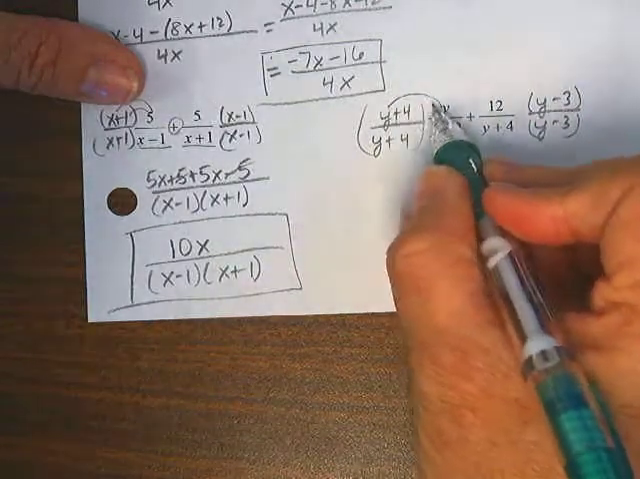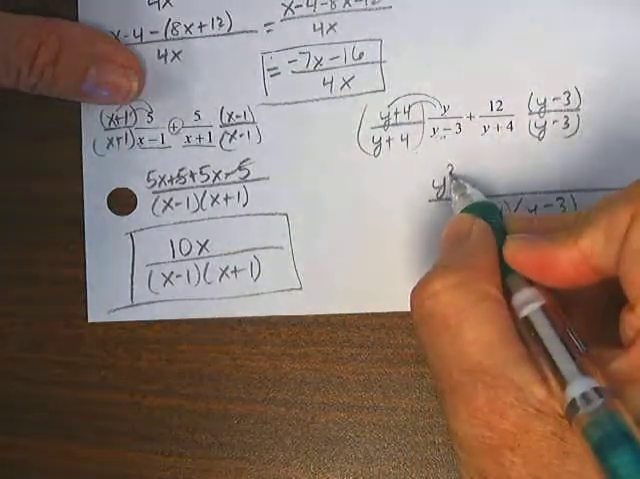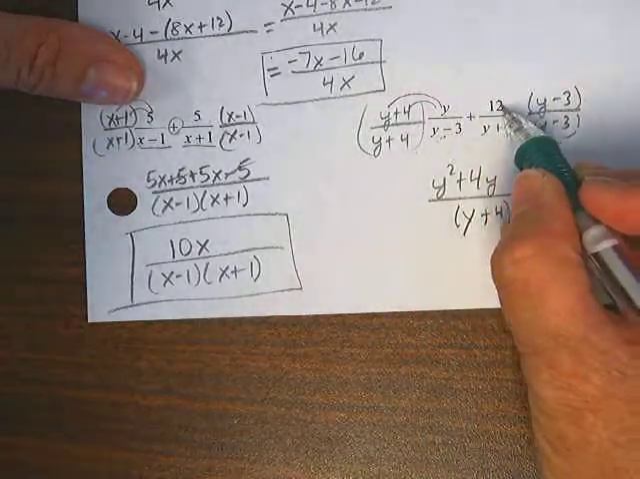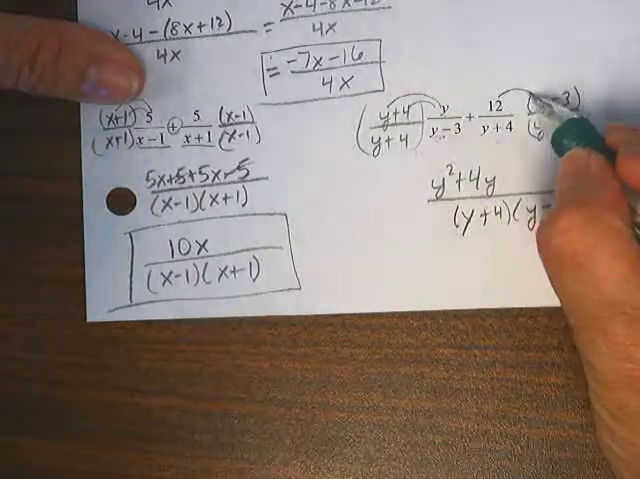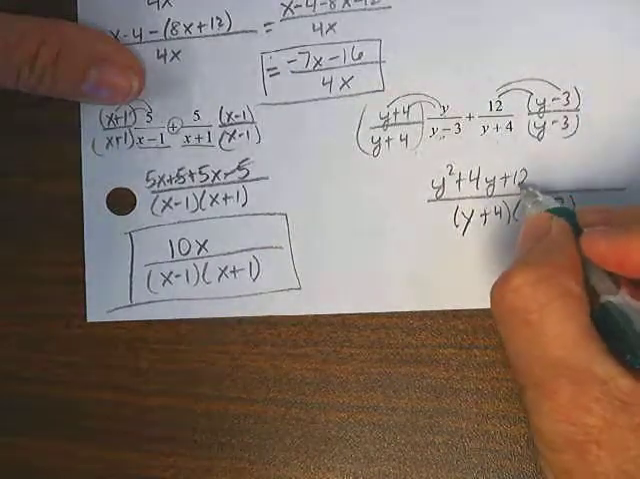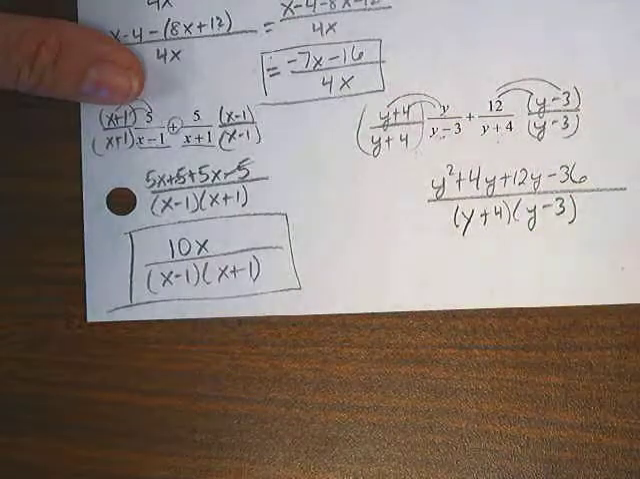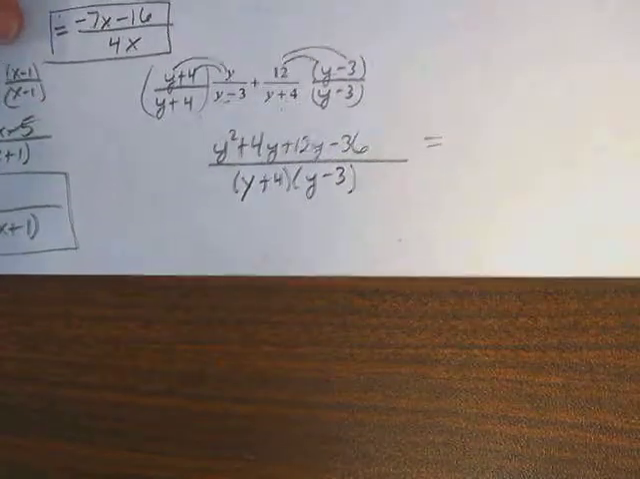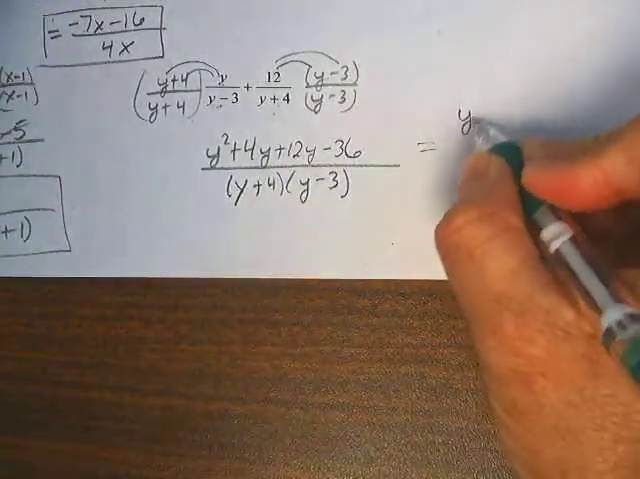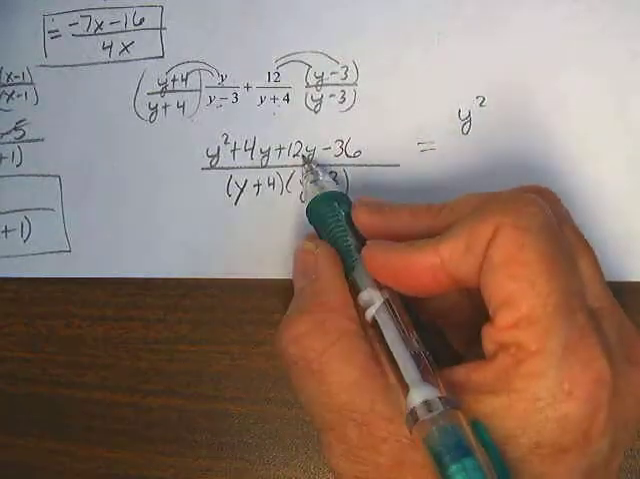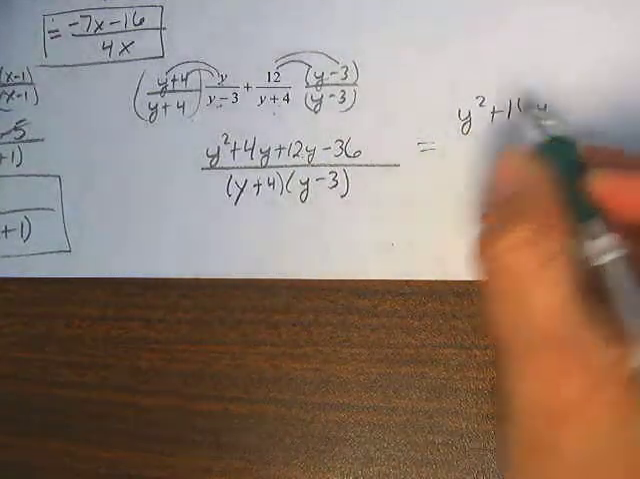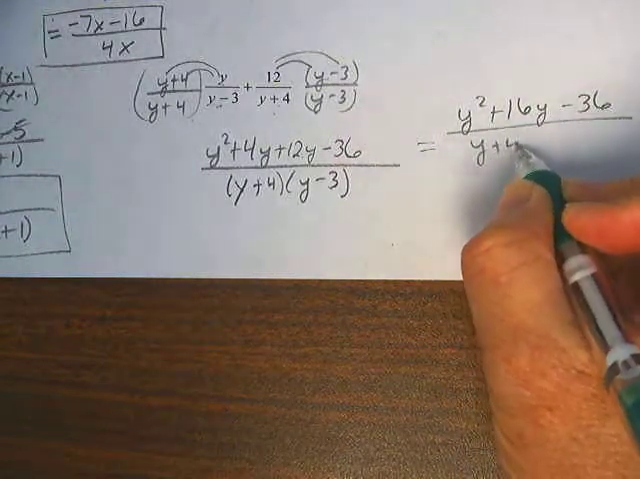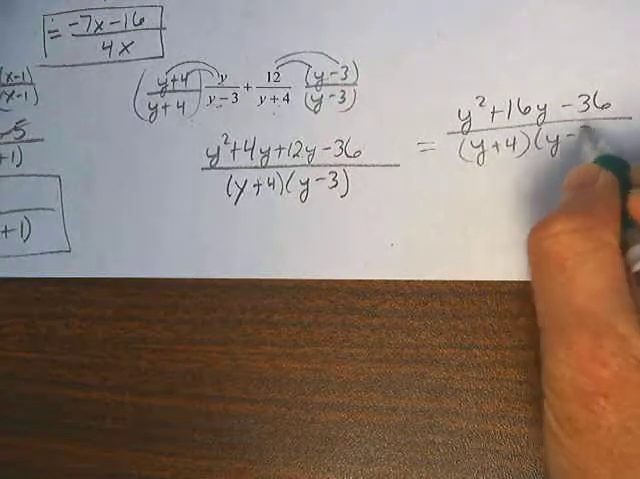So let's distribute that y. Y times y is y squared. Y times 4 is 4y. And over here, we've got 12 times y minus 3. So distribute the 12. We've got 12y minus 36. Okay, let's rewrite this guy, because it looks like we've got some like terms that we can combine. So we've got y squared, 4y plus 12y is 16y, minus 36 over y plus 4 and y minus 3.